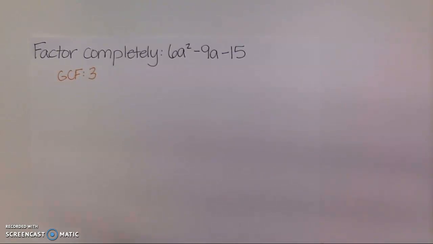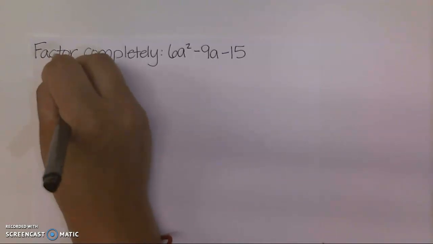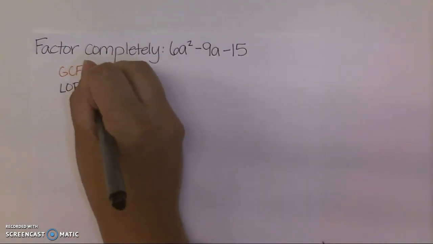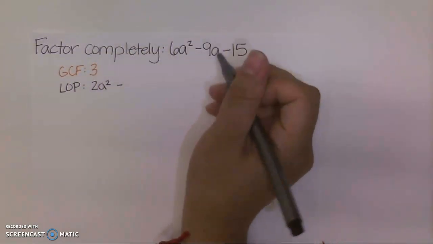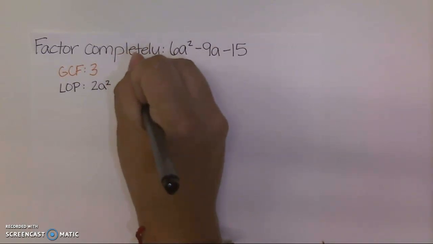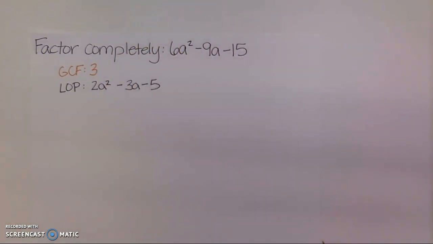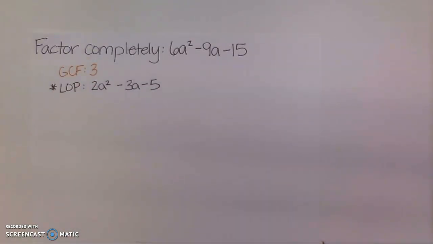When I do that, I have a leftover polynomial, or a LOP, of 2a squared minus 3a minus 5. So now that is what I'm going to want to factor. We'll come back to the GCF of 3 at the very end.